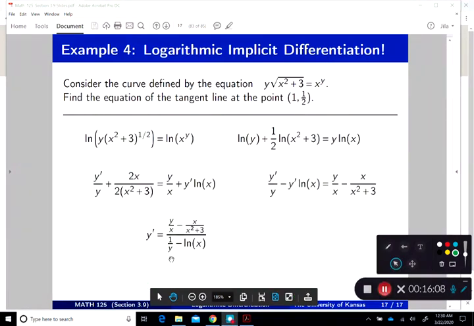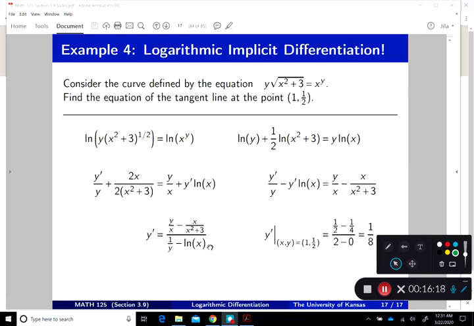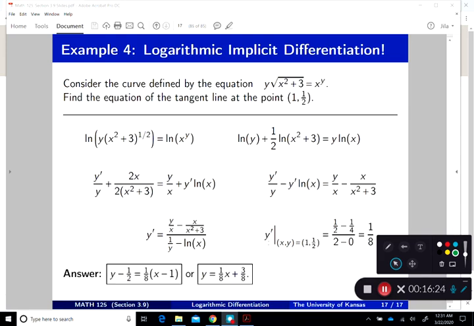Okay, now this is the derivative that we found. We plug in x equal to 1 and y equal to 1/2, and then we figure out the slope is 1/8. And the last step is to find, using the slope and the point, the equation of the tangent line and simplify it.